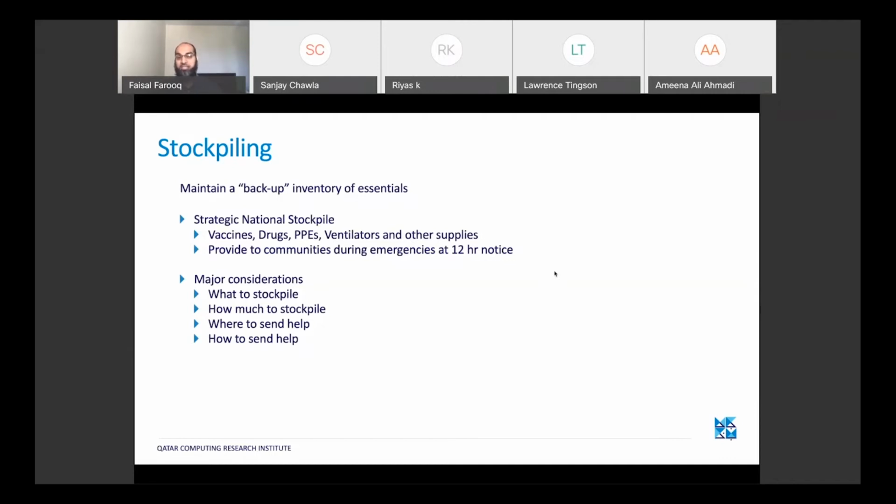What that basically meant is that they would store vaccines, drugs, personal protective equipment, ventilators, and imagine all of these things that we need in this current pandemic, with an aim to deploy these resources on 12-hour notice. So where does artificial intelligence come into this stockpiling? There are major considerations. What do we stockpile? How much do we stockpile? How do we send help, and where do we send help?